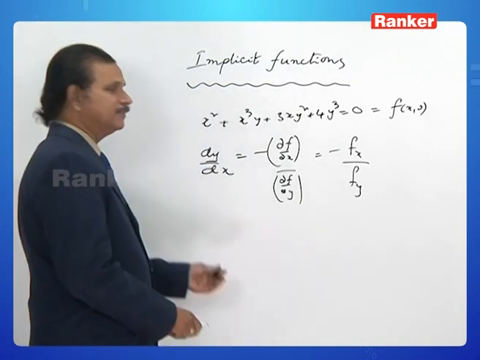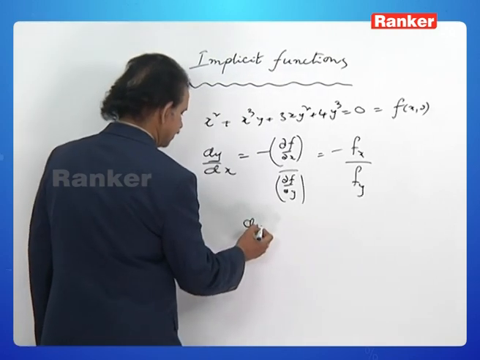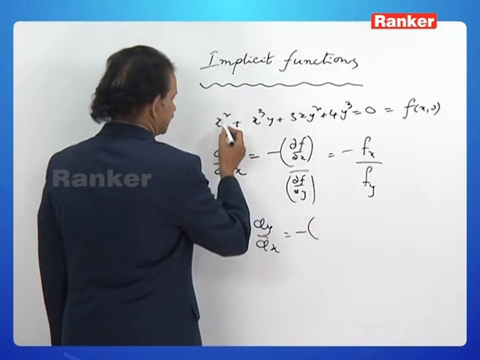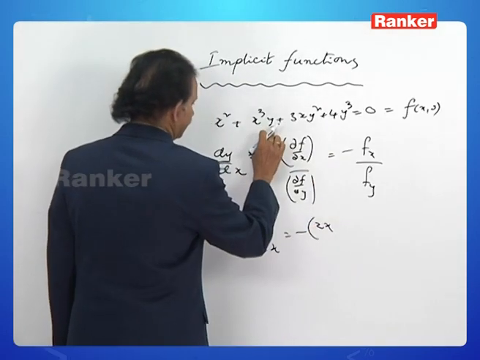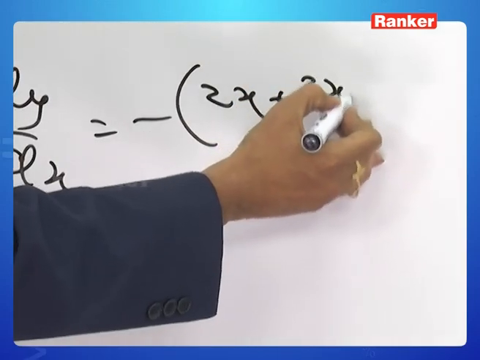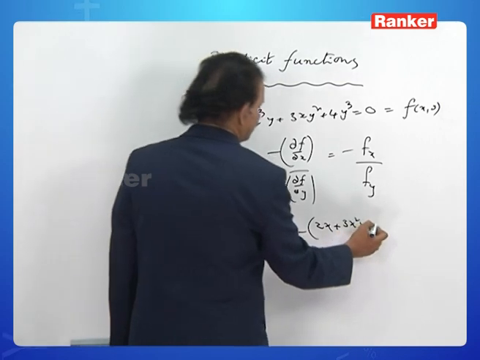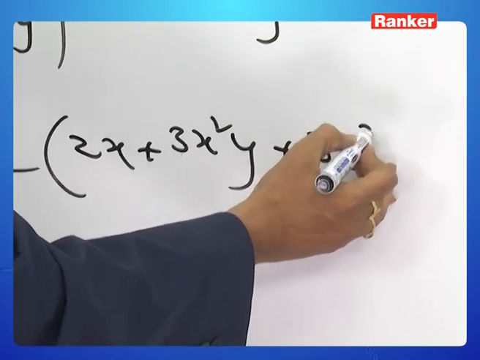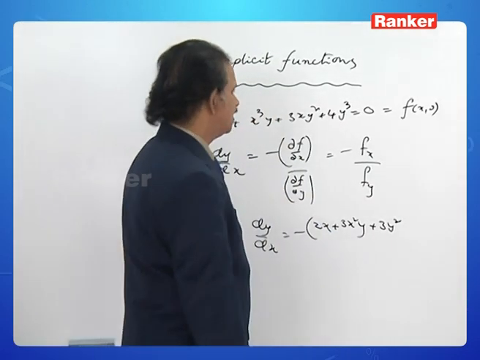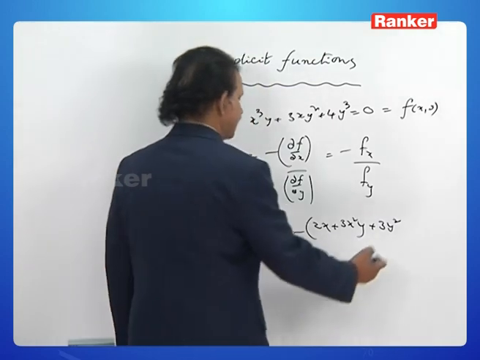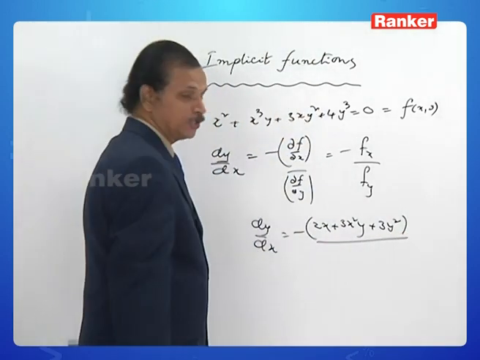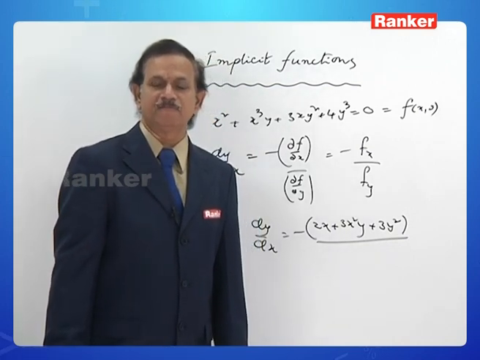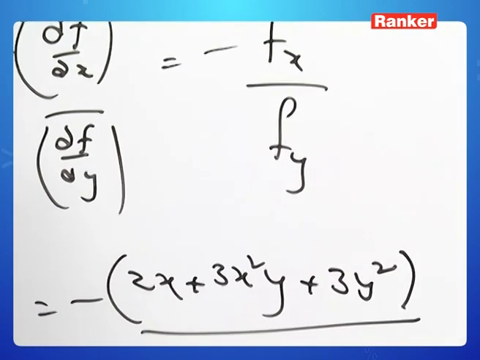Well, let us find that one here. dy by dx is equal to, what is that? Minus, what is the derivative with respect to x? x square, 2x. y is constant, 3x square y. y square is constant; for 3x it is 3, so 3y square. y cube is a constant, 4y cube is a constant, its derivative is 0. So in the numerator, we put the derivative of f of xy keeping y as constant.